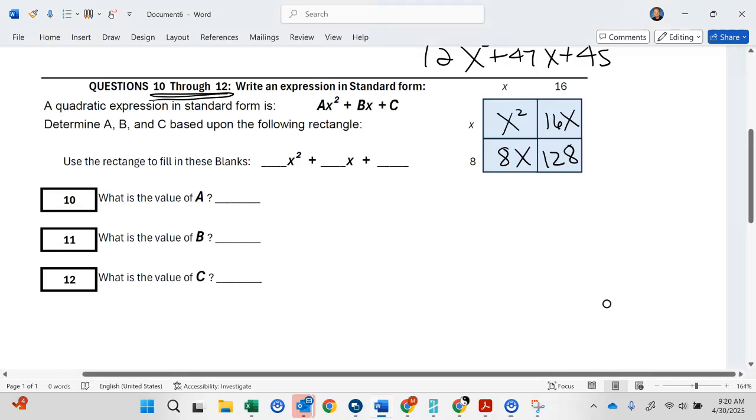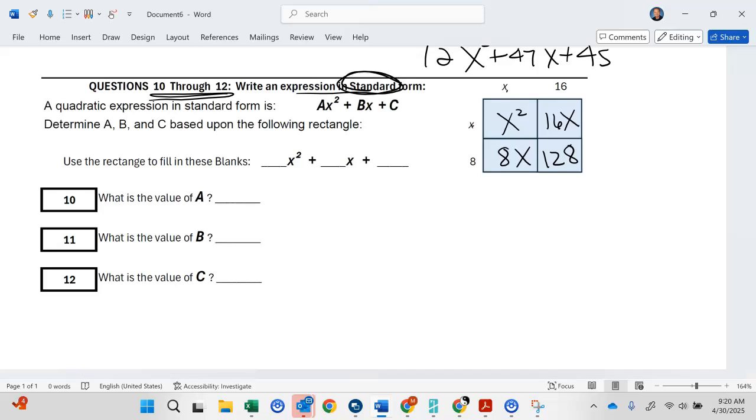Okay, questions 10 through 12, the same type of thing. Again, standard form, so we're going to figure out the area. I already did it for you, x times x. So I already did all these together. Now we're going to put it together, right? So x squared, and these two together are plus 24x plus 128.